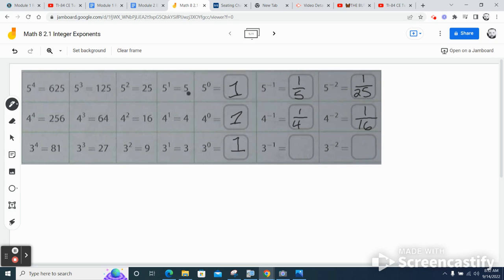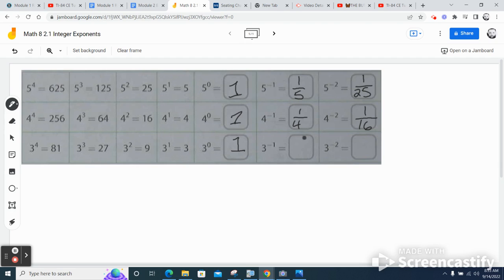Now look at this. I want to show you a pattern. 5 to the negative 1 is 1 over 5. 5 to the 1 is 5. 5 raised to the second power is 25. 5 to the negative 2 is 1 over 25. Let's look at the 4s. 4 to the 1 is 4. 4 to the negative 1 is 1 over 4. 4 to the 2 is 16. 4 to the negative 2 is 1 over 16.